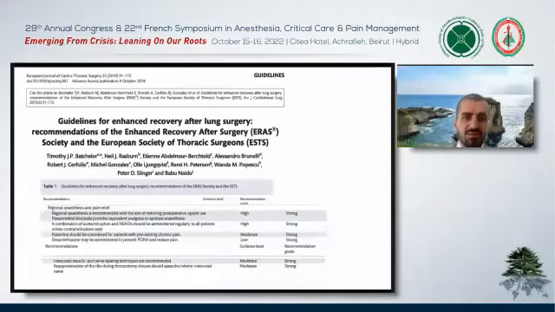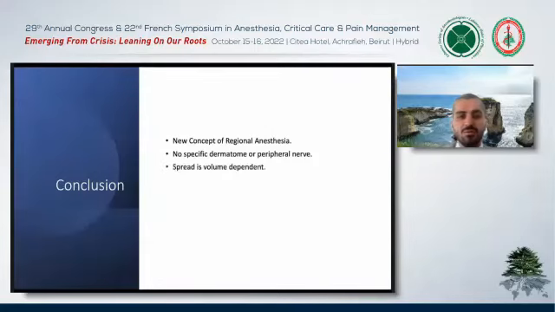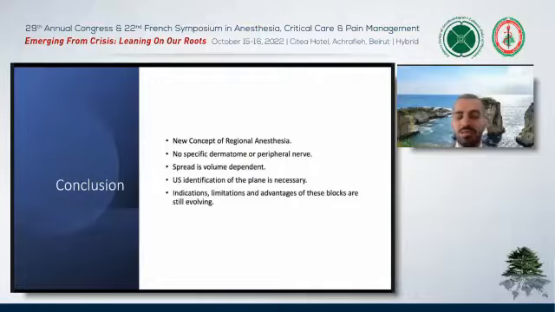And you can see this last article, guideline for enhanced recovery after lung surgery. You can see that we've been shifting away from epidurals for thoracic surgeries, and we're trying to perform these fascial plane blocks, which provide adequate analgesia as well as a decreased length of stay in the hospital. So a new concept of regional anesthesia: no specific dermatome or peripheral nerve. The spread is volume dependent, and ultrasound identification.